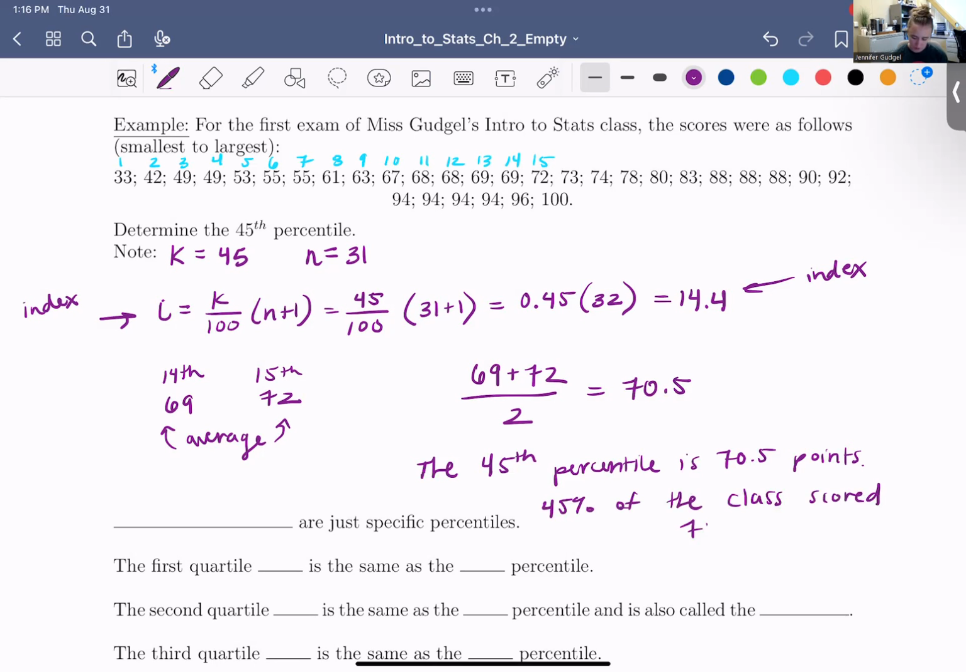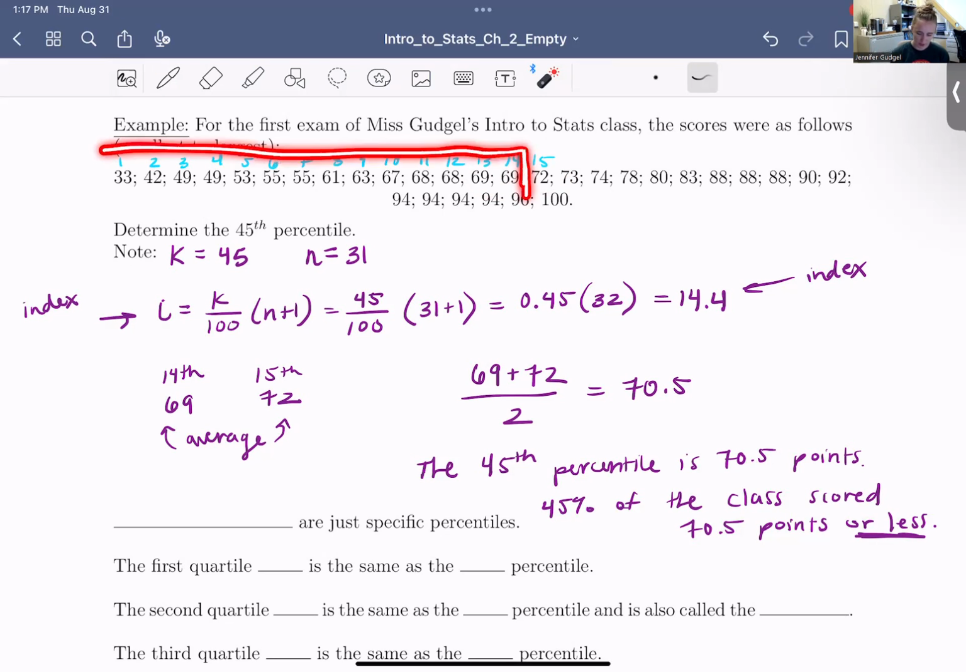All right, and this "or less" is very, very important. It'll show up here in a minute, but that "or less" is so important because what we're saying with percentiles is it is the amount of data building up to this point. I'm not saying that 45% of the class scored a 70.5 on their exam. That's not true, okay? We can see the scores in front of us. No one scored exactly a 70.5, but that was the cutoff right there. 70.5 shows that 45% of our data is smaller than that value right there.